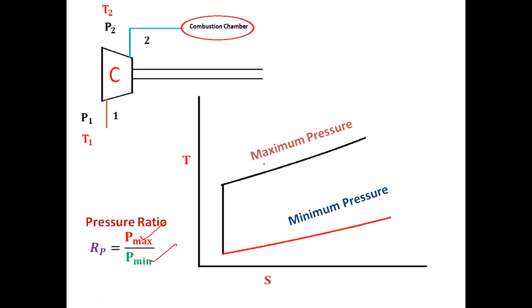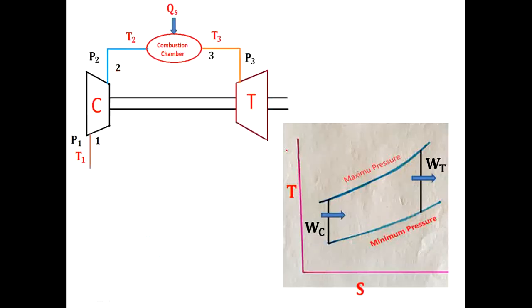P maximum and P minimum, which we have explained earlier. The compressor compresses the fluid from state 1 to 2, from minimum pressure to maximum pressure. This is the sketch. Note on the sketch at the particular point when I tell you. This is the usual Brayton cycle.